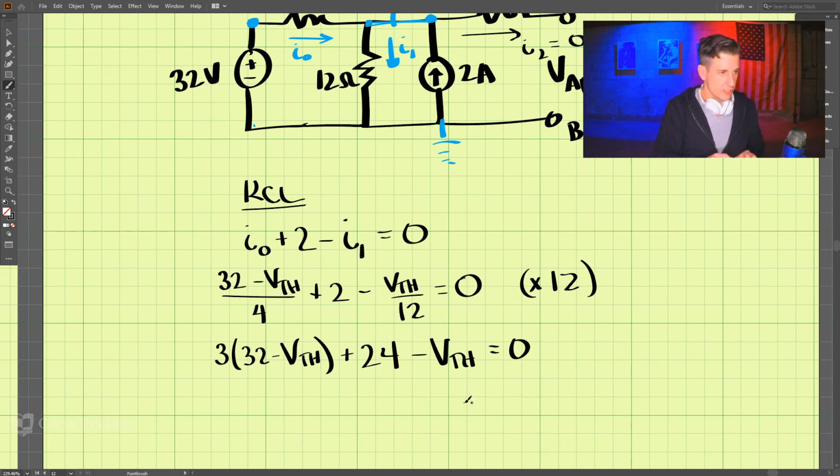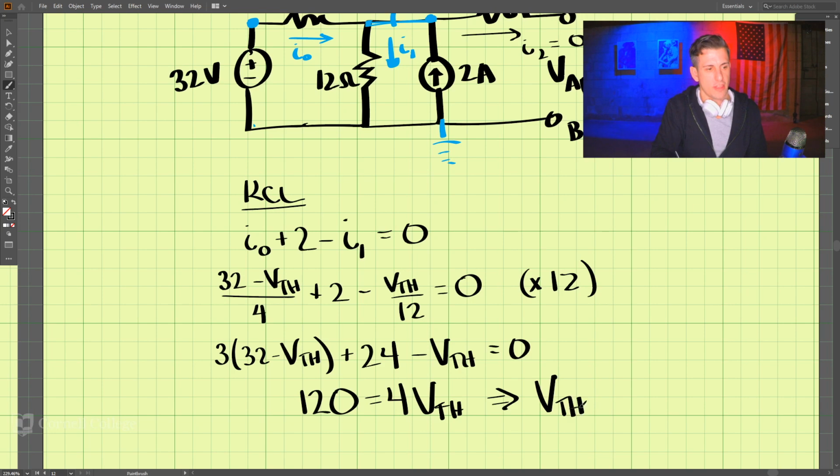And let's take a look. We have 120 equals 4 V Thevenin, which then gives our Thevenin voltage as 30 volts. 30 volts.